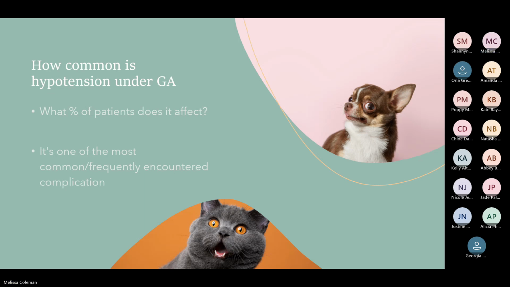Not 60, but 20 to 45% of our cats and dogs have hypotension under GA. It does go as high as 50% if we have any of our high-risk patients, so if you get a septic abdomen, a foreign body, if they're in a true hypovolemic state, and especially our geriatric patients, especially if they've got CKD potentially underlying as well. And it is one of the most common and frequently encountered complications.